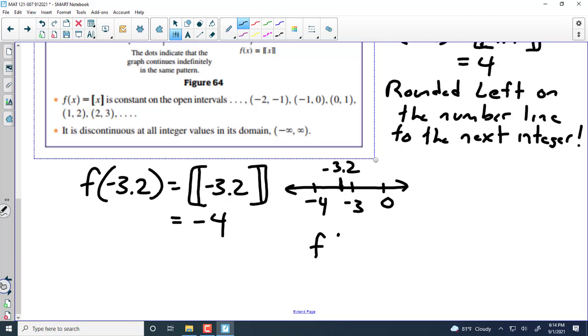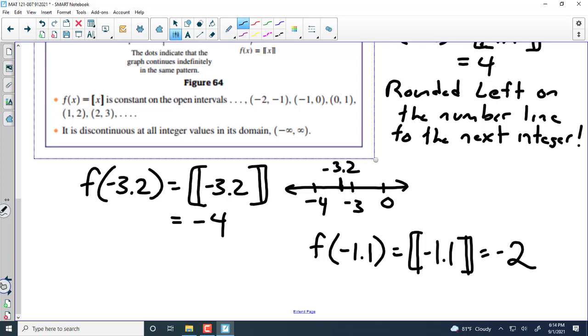So if I put in -1.1, what does that get rounded to, everyone? -2. Because it always goes left on the number line to the next integer. Unless you just put in an integer, then it leaves it alone.